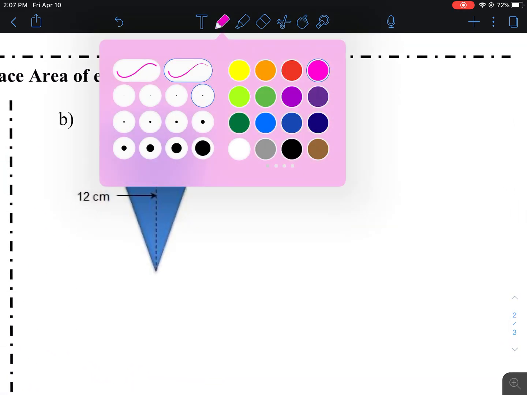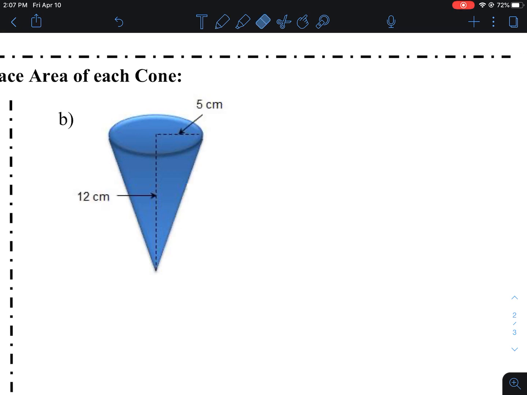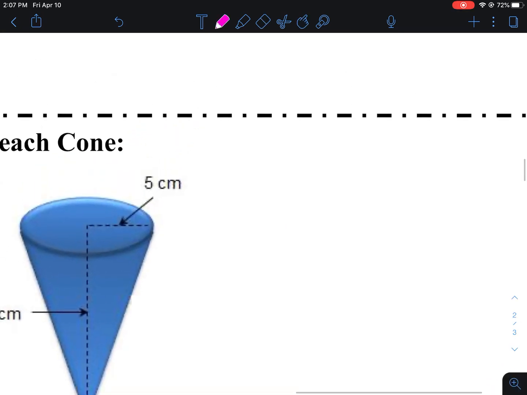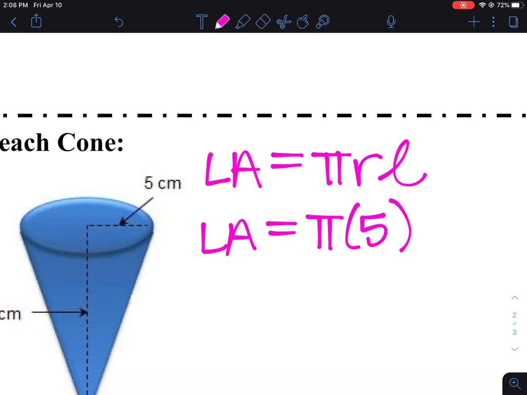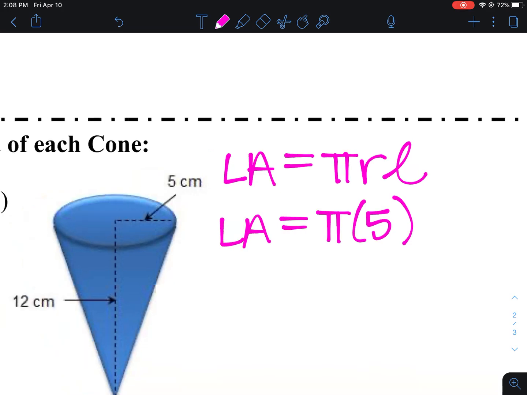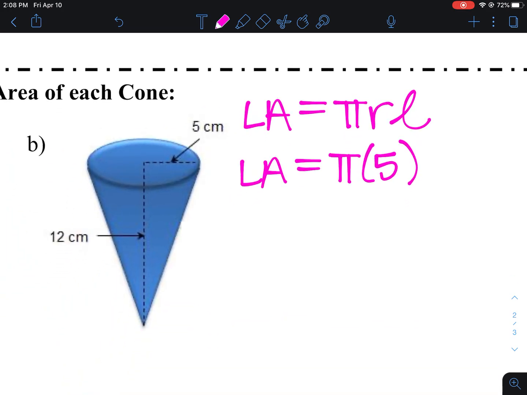Here we have another cone. Let's find the lateral area first. Remember, that's pi times the radius times the slant height. So we have pi, the radius in this one is 5, right? Because the radius is halfway across the circle. The slant height. If you look here, does this give us the slant height? The slant height would be right here.